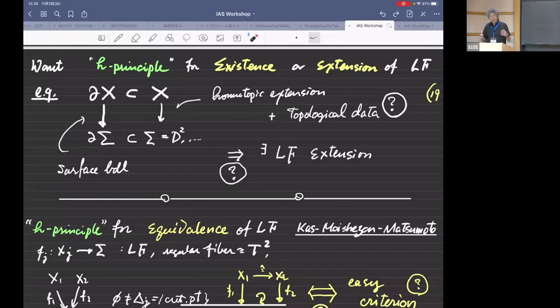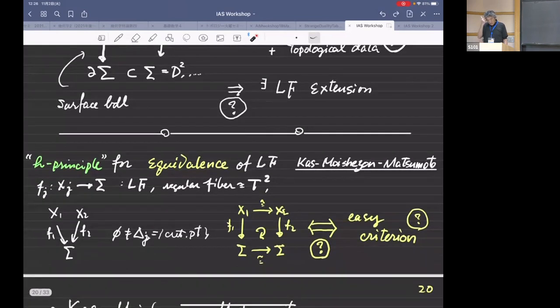But I don't know, and I don't even know how to formulate it. So in the higher genus case, it must be a bit boring. But for the torus case, I don't know how to formulate this problem in a proper way.